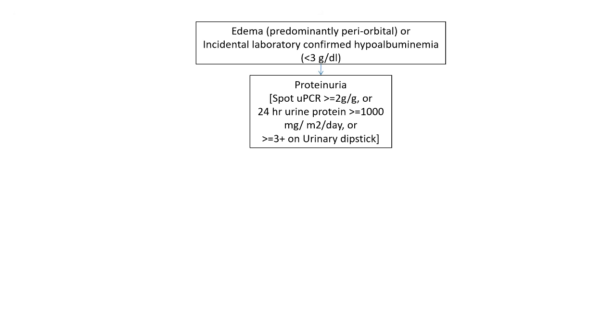along with this you find evidence of proteinuria, which is spot urine protein creatinine ratio more than or equal to 2 gram per gram, or 24-hour urine protein more than or equal to 1000 milligram per meter square per day, or urinary dipstick value more than or equal to 3 plus, then in that case you label the patient as having nephrotic syndrome. In most of the cases, we are using spot urine protein creatinine ratio or urinary dipsticks. Tests like heat coagulation test and sulfosalicylic acid tests have not been recommended by the KDIGO, which we commonly use in our wards.